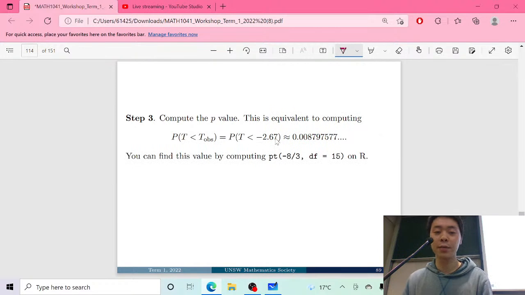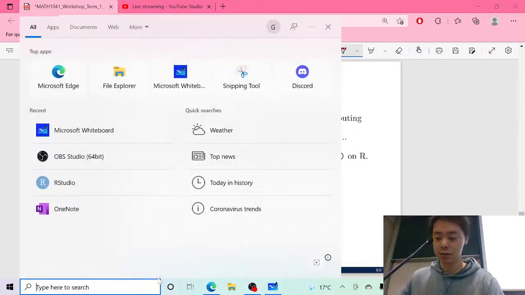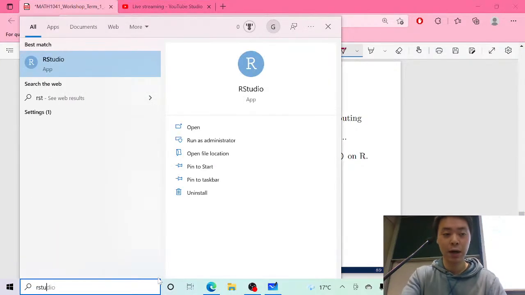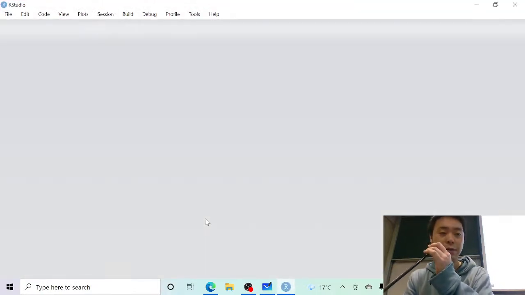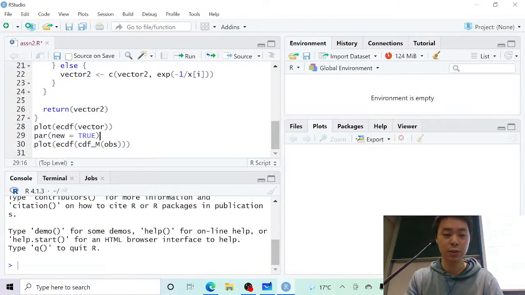And so you can compute this using R. So yes, let me boot up R and I'll show you how you can compute this if you needed to compute it. Don't worry about this.